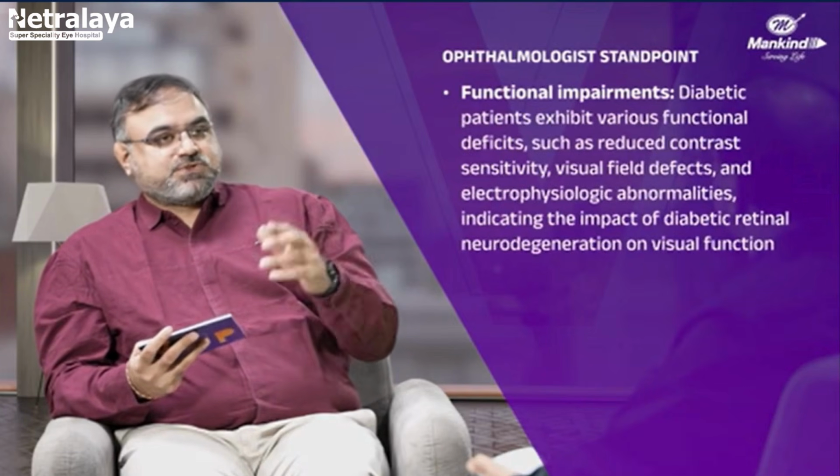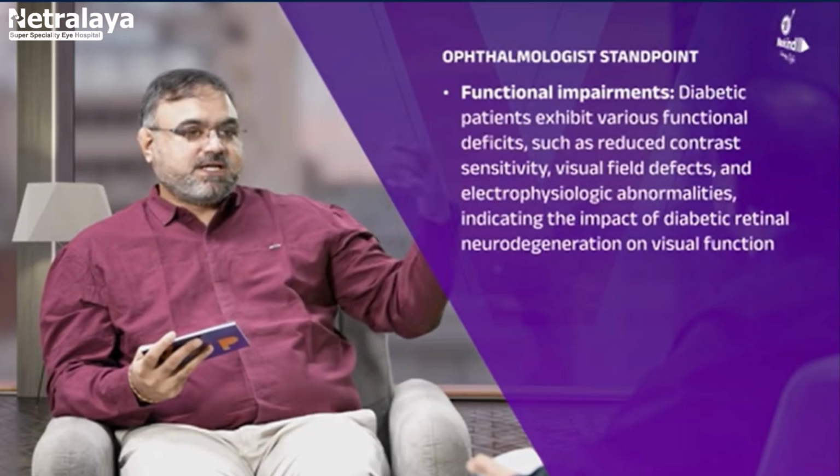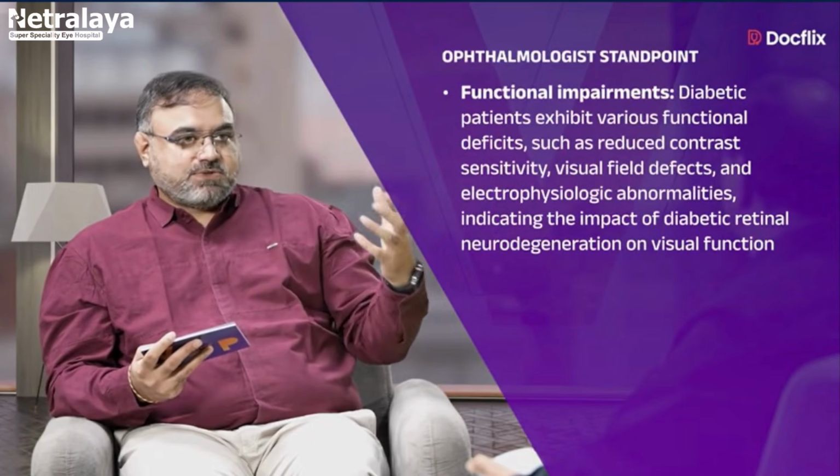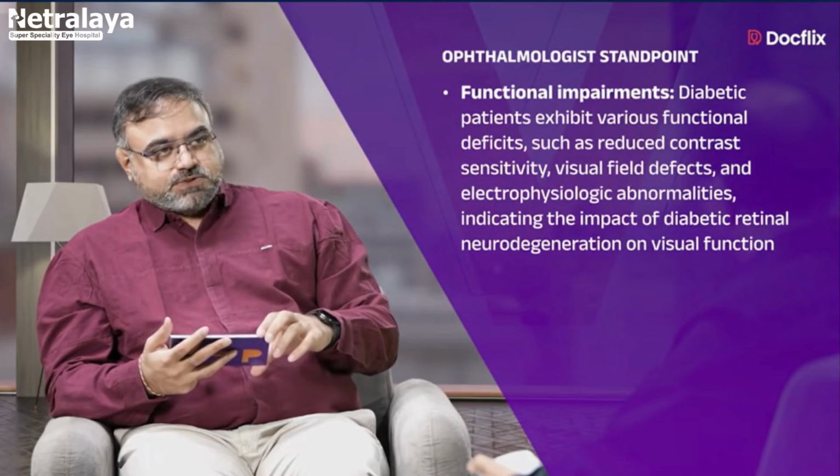Normally visual field defects we always correlate with glaucoma, but here also, in some of the patients, we are able to see visual field defects. Some electrophysiological defects also we are able to see here. So many functional defects are also starting due to this diabetic retinal neurodegeneration. So this DRN is really a new marker for our treatment. DRN has some prognostic value for its ocular and systemic outcomes.